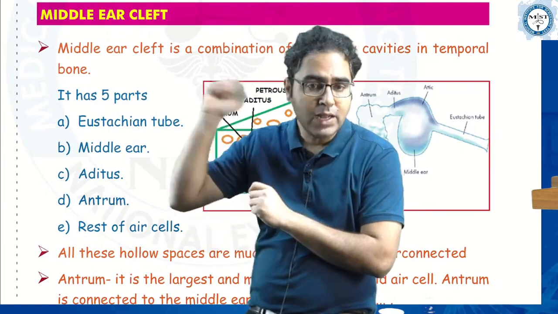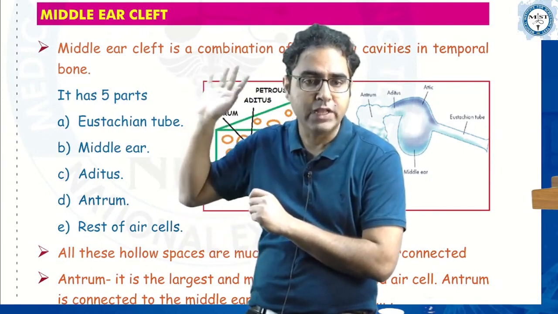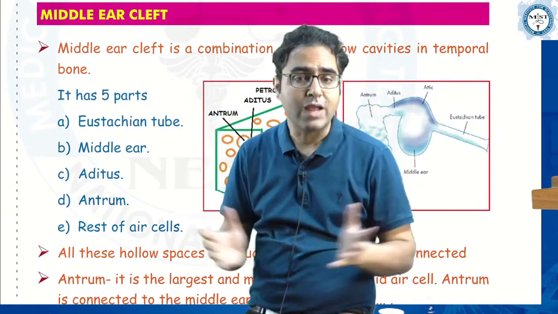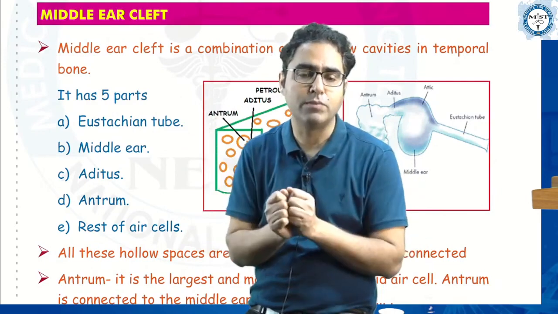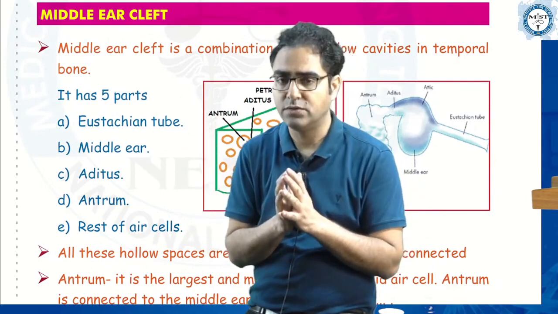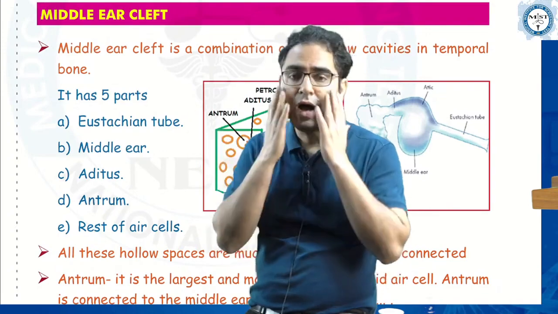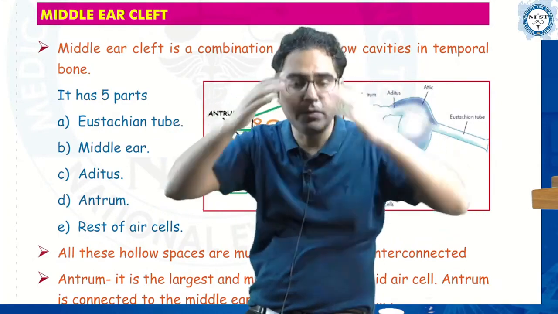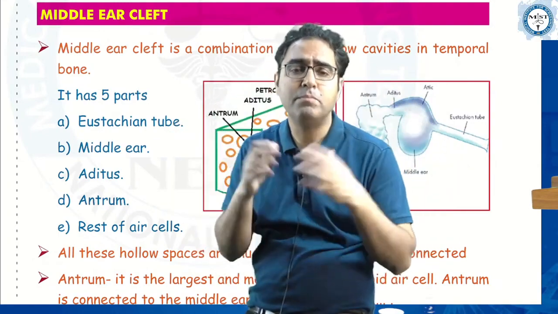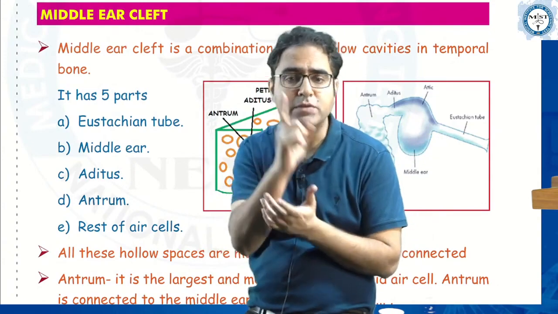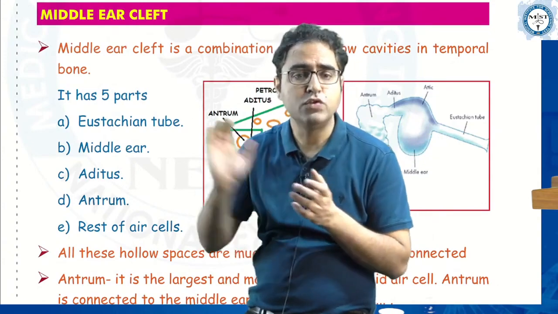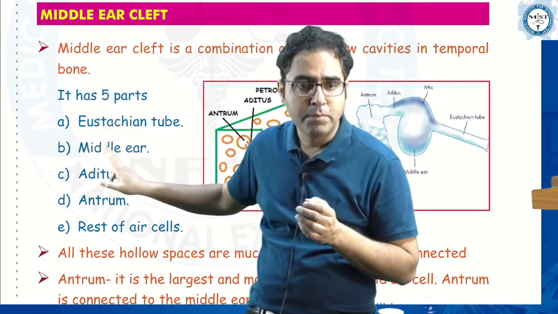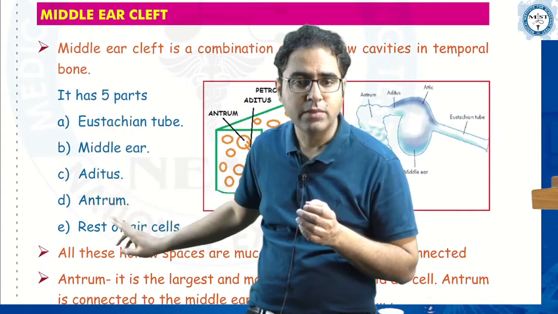Look at the first line. Middle ear cleft is a combination of all hollow cavities in temporal bone. Middle ear is a hollow cavity in temporal bone, but there are many other hollow cavities in temporal bone. I told you yesterday, we said sinuses. Our skull is a hollow structure. We had maxillary sinus, frontal sinus. Similarly, temporal bone has many hollow cavities. One of them is middle ear. Even eustachian tube is also part of it. It has 5 parts: eustachian tube, middle ear, aditus, antrum, and the rest of the air cells.